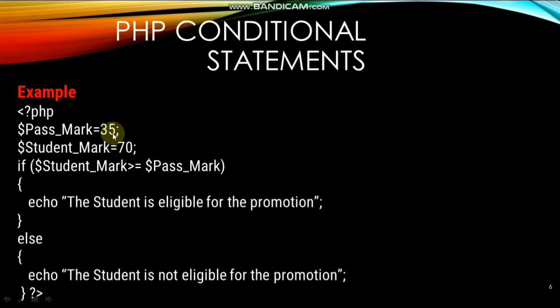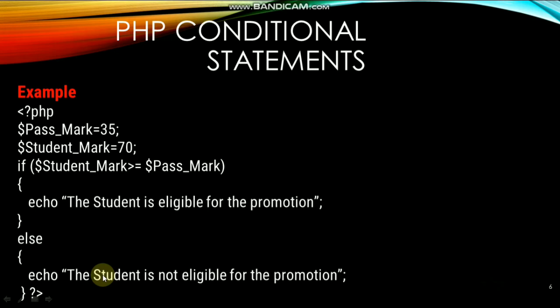So the pass mark is equal to 35, student mark is equal to 70. I am checking the condition: is 70 greater than or equal to 35? Okay, so the condition is true. So I am printing the statement, the student is eligible for promotion. That's all. The else part will never be executed.